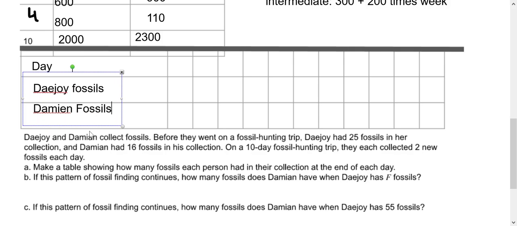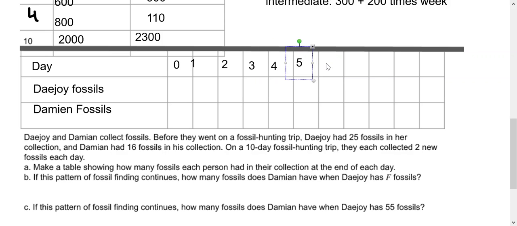Now we're going to look at it. It says we're going to start with day 0, and then we're just going to go over, and we're going to have day 1, day 2, day 3, day 4, day 5, day 6, day 7, day 8, day 9, and day 10. 0, 1, 2, 3, 4, 5, 6, 7, 8, 9, and 10.